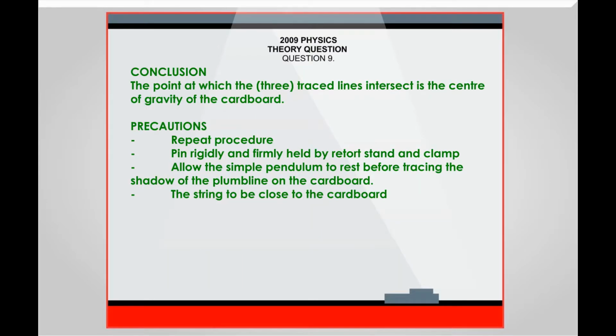Conclusion. The point at which the 3 traced lines intersect is the center of gravity of the cardboard. Precautions. Pin rigidly and firmly held by retort stand and clamp. Allow the simple pendulum to rest before tracing the shadow of the plumb line on the cardboard. The string to be close to the cardboard.